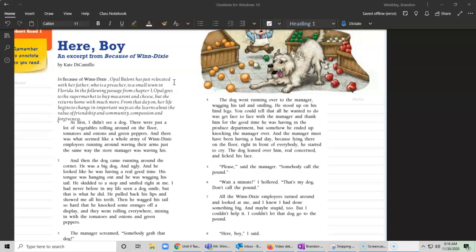So here's the background. We have this new person who's moved to Florida. Her dad's a preacher, dad's a pastor. And something's happened where she returns with much more. So let's see if we can figure out what that is.